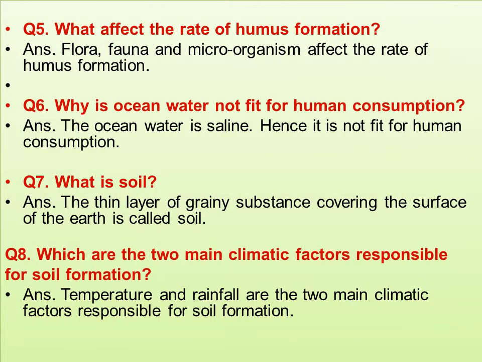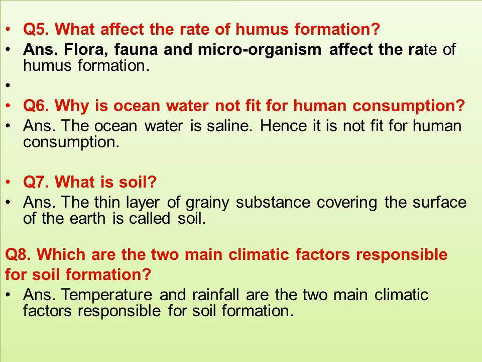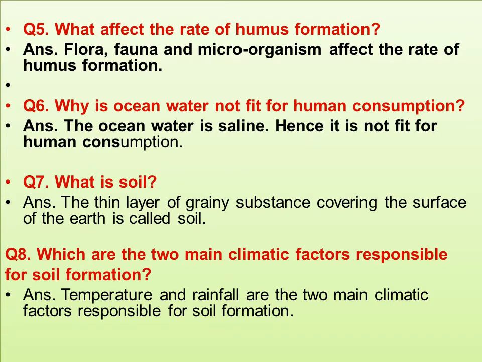Question number 5. What affects the rate of humus formation? Answer: flora and fauna microorganisms affect the rate of humus formation. Question number 6. Why is the ocean water not fit for human consumption? Answer: the ocean water is saline, hence it is not fit for human consumption.